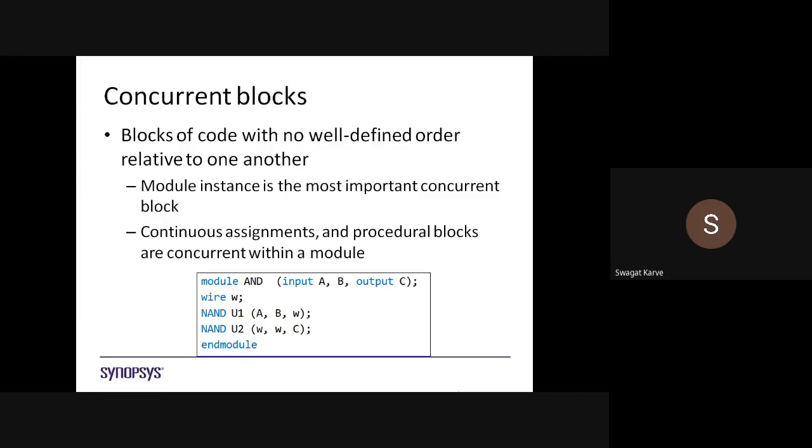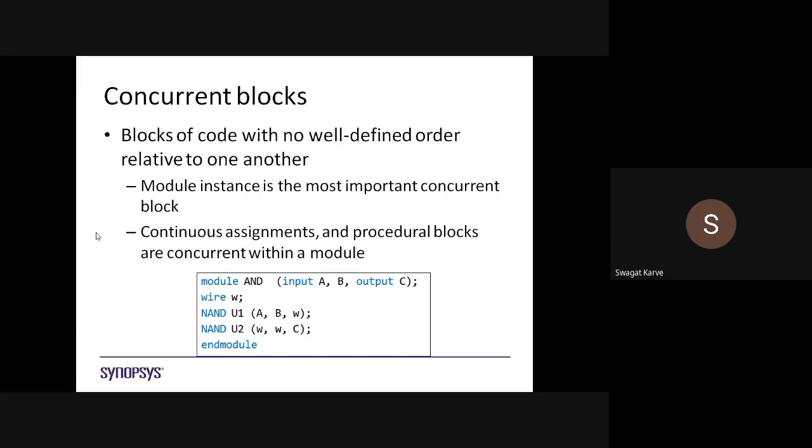First thing that we must clear is that it gets executed simultaneously. It doesn't matter how many such concurrent blocks there will be, they will get executed simultaneously, and there is no well-defined order related to one another. That means these blocks are actually not connected with one another, and there will not be any specific order to define that block. Okay, so this is about the concurrent blocks.